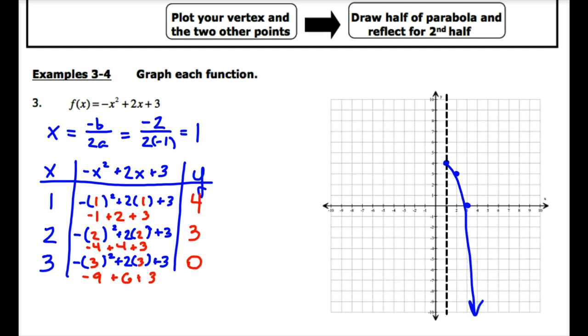And then to get the other half, remember I just have to reflect over my axis of symmetry, and so I'm going to go directly across. I'll have a point here at (0, 3), and then I'll have a point at (-1, 0) to get the other half of my parabola.